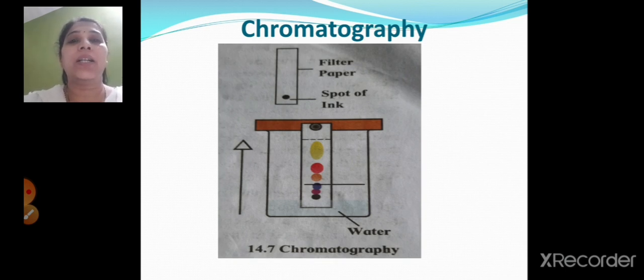The spot of the ink will rise to a particular height, and you can see two different colors of the ink, the red and the yellow color, right. So by using the chromatography method, we can do separation also.